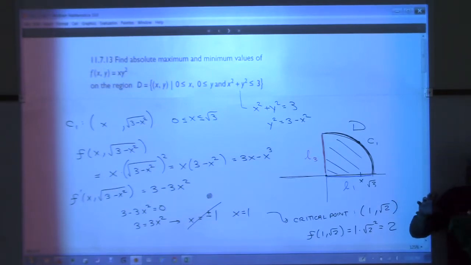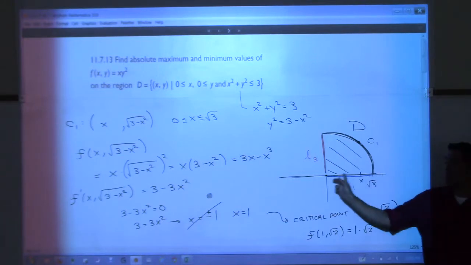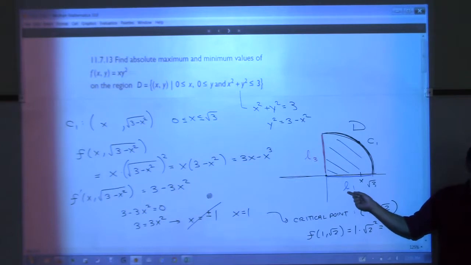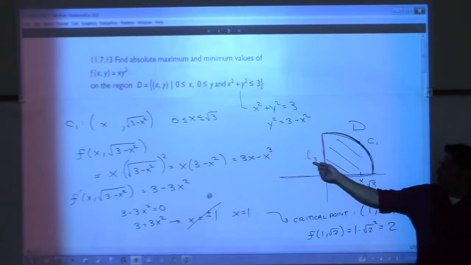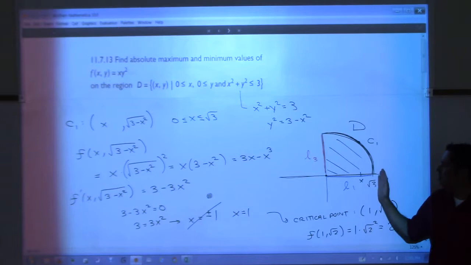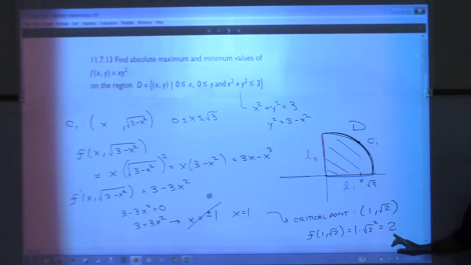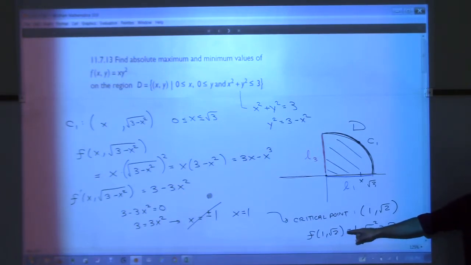So if we step back, we took the partials in the beginning, and we found that anything along this line is a critical point. We said, all right, we'll move on. We did L1, we said the function's always 0 there. We went to L3, we said the function's always 0 there. Then we moved along C1, and we found out that the biggest value that happened was at (1, root 2), and it spit out a value of 2. So now I have to compare everything. What is the maximum value of this function? It's 2. And it happens here at (1, root 2).